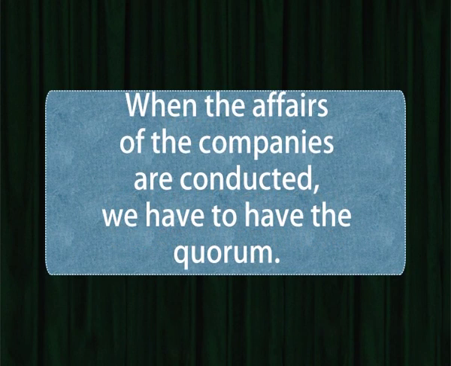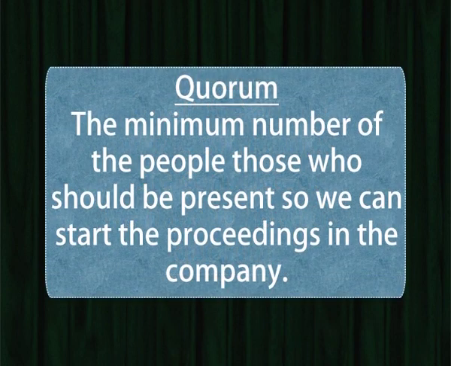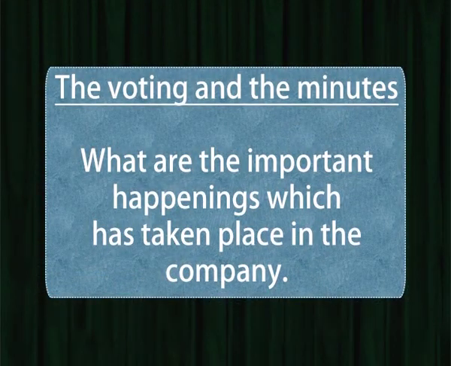When the affairs of companies are conducted, we have to have the quorum. The meaning of quorum is the minimum number of people who should be present, then we can start the proceedings in the company. So, quorum tells us the minimum number of people required to conduct the business in the company. We will talk about voting and the minutes. Minutes means the important happenings which have taken place in the company.